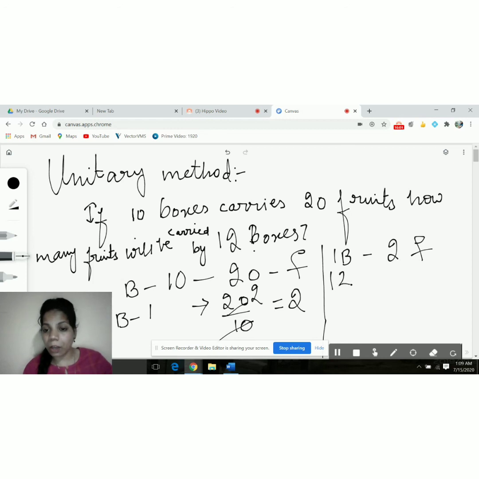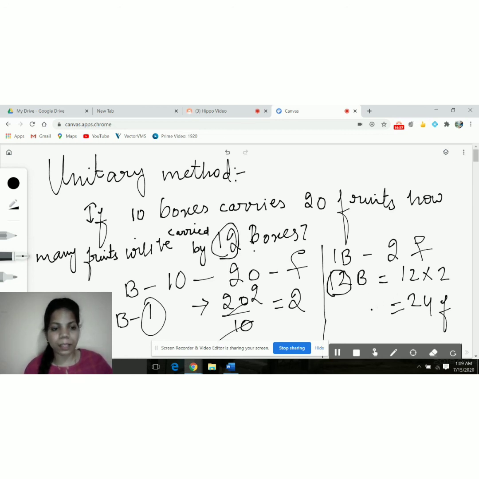12 boxes carries how many fruits? 12 boxes. 12 into 2. That means 24. So 12 boxes carries 24 fruits. See here what we did. First, with the given information, we have found out the value of one thing, right? By division. Afterwards, we have found out the value of 12, means required number of units, by using multiplication. This is nothing but unitary method. Hope you all have understood, children.